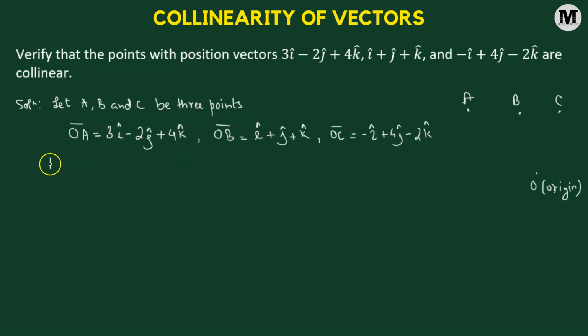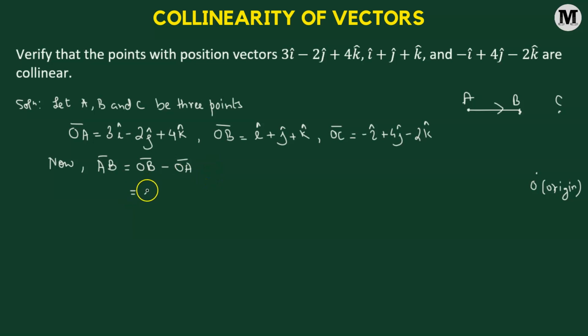Now, we'll try to find the vector AB. For the AB vector, all we have to do is join points A and B with a vector going from point A to B. In terms of the position vectors, take the position vector of the final point, which is OB, and subtract the position vector of the initial point, that is A. So we have OB minus OA.